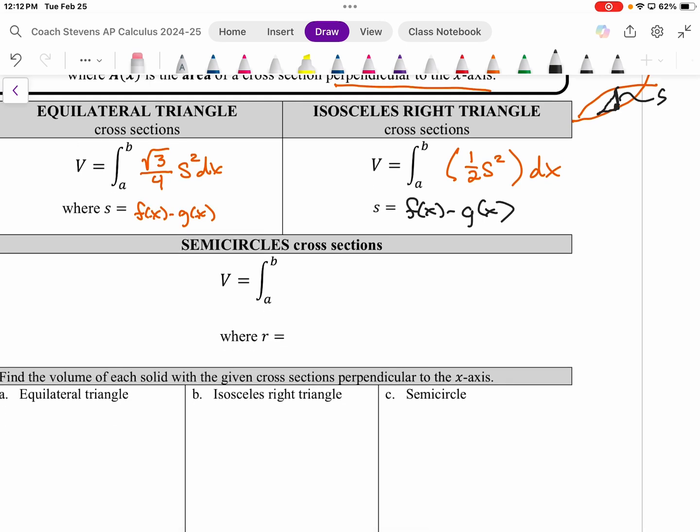Now, semicircle, we have 1/2. Remember, half of a circle is a semicircle. Semicircle is half a circle, so 1/2 pi r squared dx.